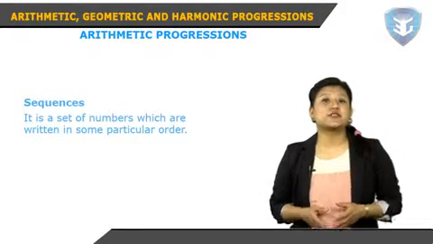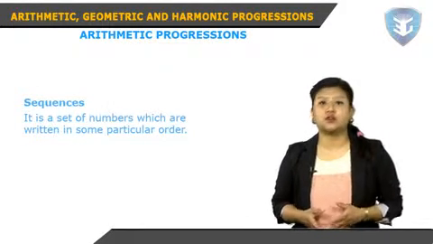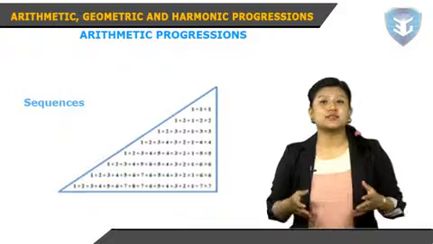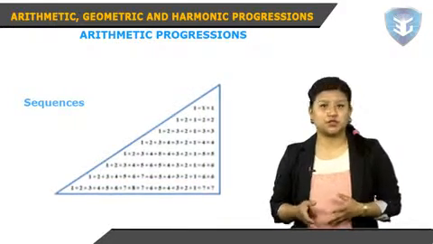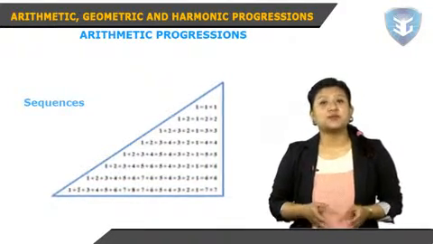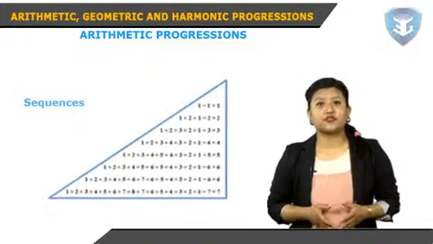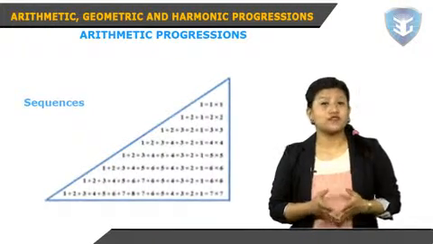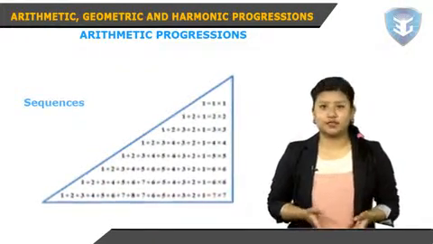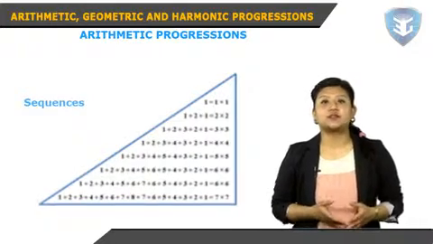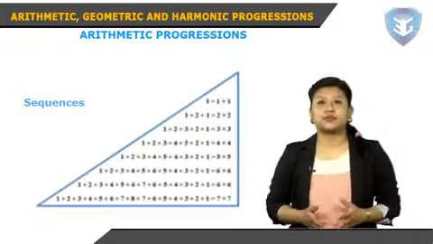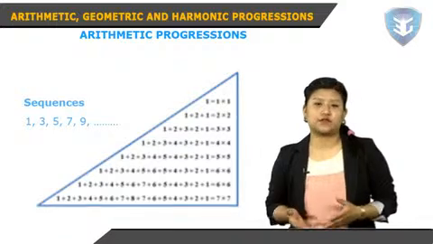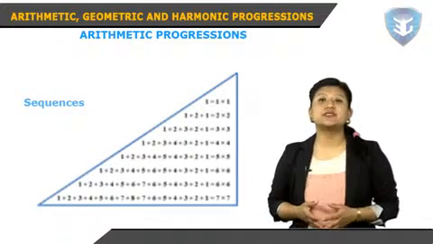Sequences. A sequence is a set of numbers which are written in some particular order. We sometimes write u1 for the first term of the sequence, u2 for the second term, and so on. We write the nth term as un. For example, take the numbers 1, 3, 5, 7, 9 and so on. Here we seem to have a rule.